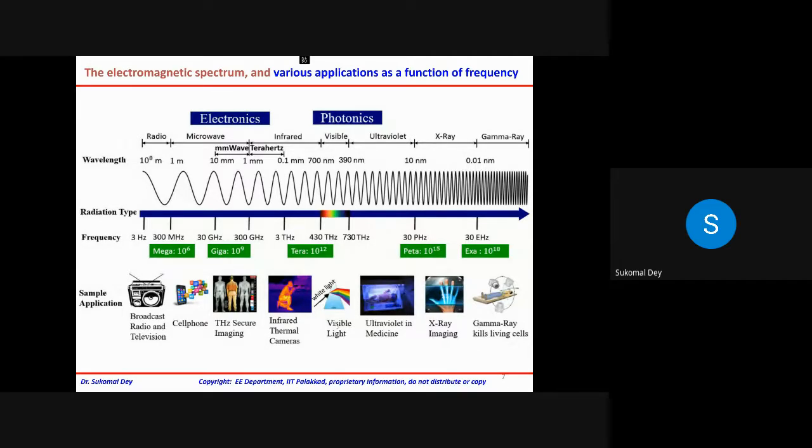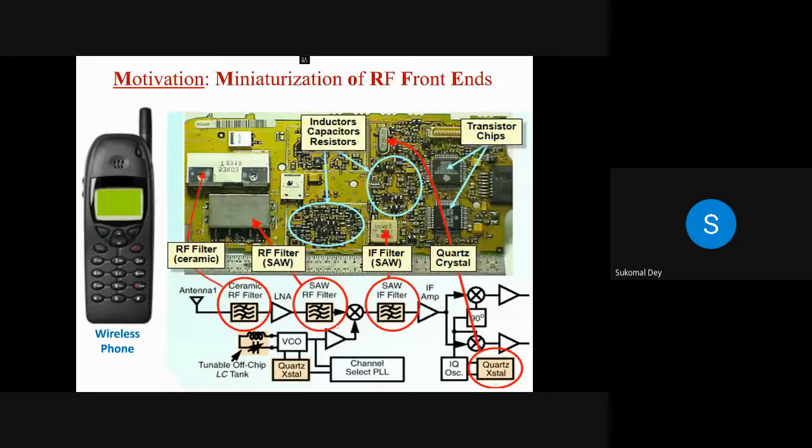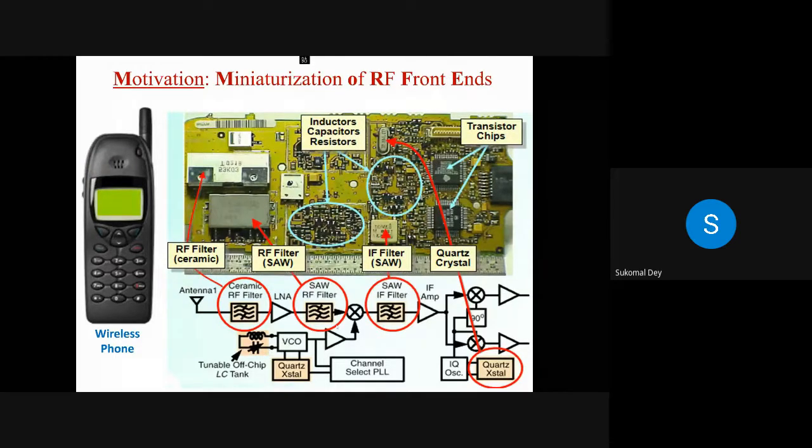Now, the first motivation: if I take you to the 1980s, nearly 1985, when the wireless phone era began, researchers around the globe were thinking about how to reduce the size. If you have used that mobile phone, you can see that these mobile phones are very heavy, and the question was how to reduce the weight of the mobile phone.